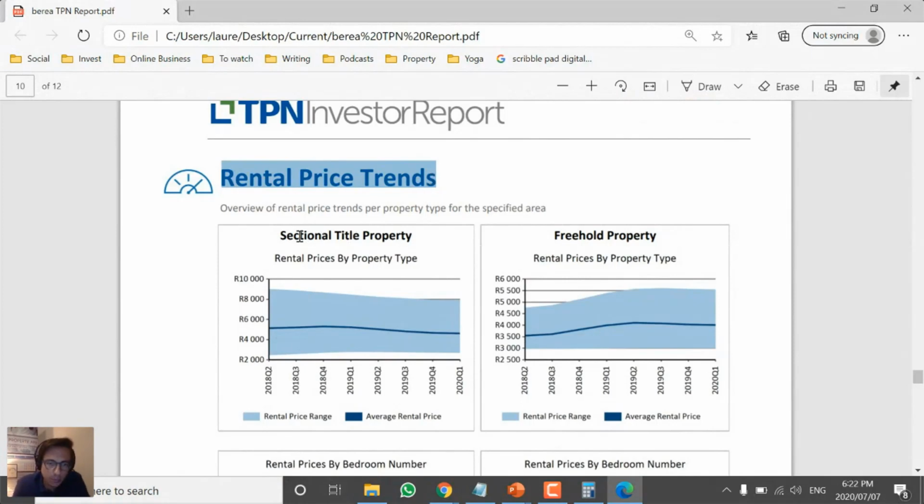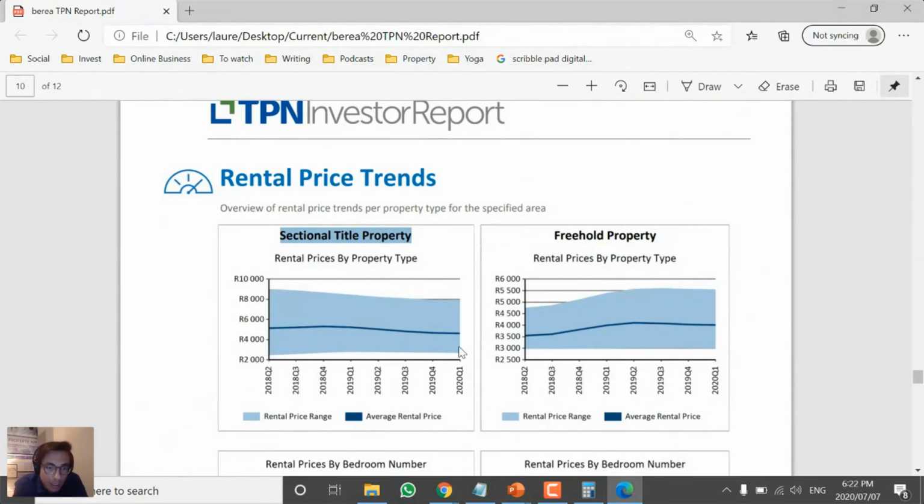So what you can see here for a sectional title property, which is code word for a flat or an apartment, is your upper part of the rental band, which is hovering at about 8,000. So that's 8,000 Rand at the top end. Maybe you bought a 3-bedroom apartment and you've subdivided it, and that's how you're getting 8,000 Rand. But that's pretty much the max that you can get for a flat in Berea.